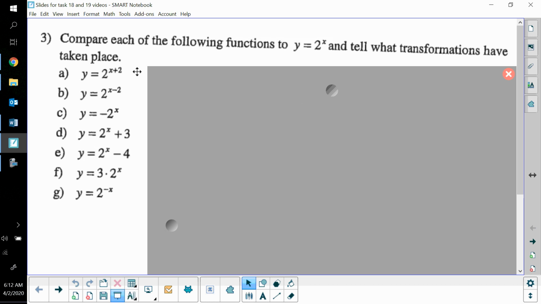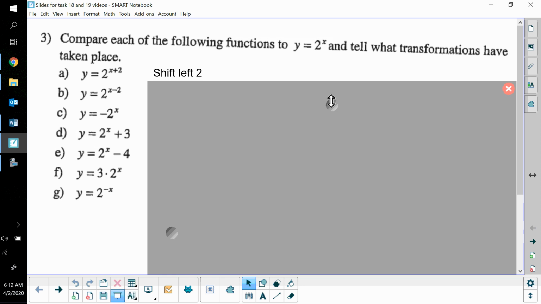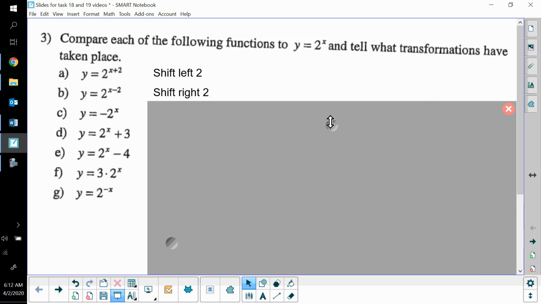So when you are adding with the x, we're working with exponential functions all in this unit, so our x always happens to be the exponent for this unit. If you add to the x, that actually shifts it left. So this is showing a shift left 2. If you subtract to the x, that would shift it right 2. And it's wherever the x is occurring.